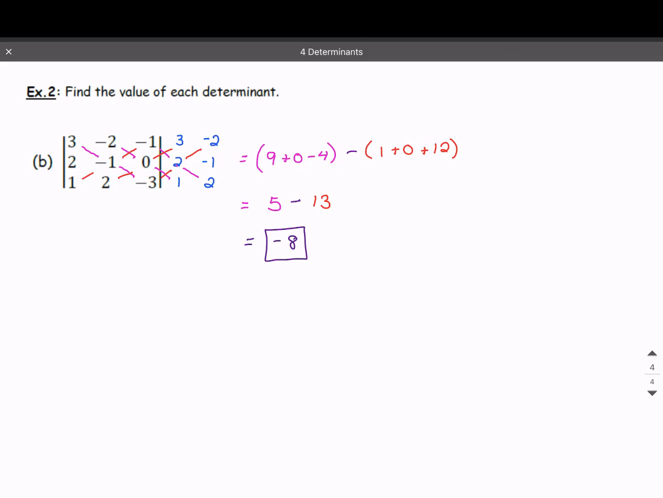All right, guys, so we have introduced the concept of a determinant, which we will be using in order to do some other things. And we learned how to find determinants for 2 by 2 matrices as well as 3 by 3 matrices.